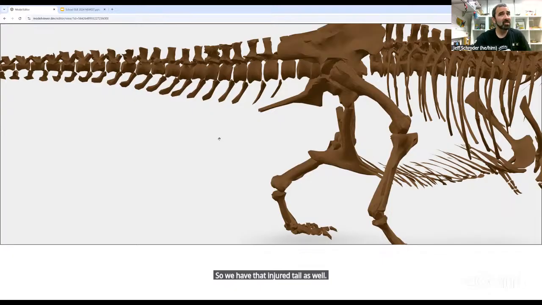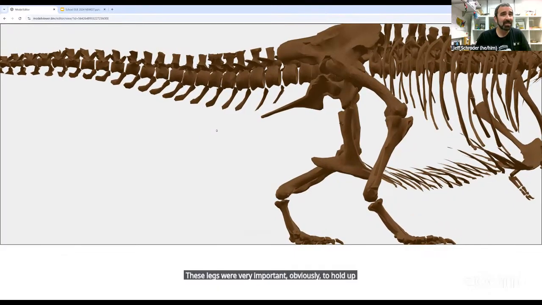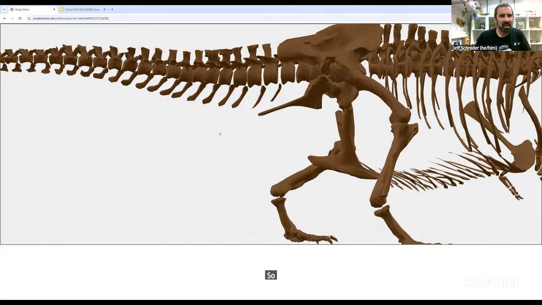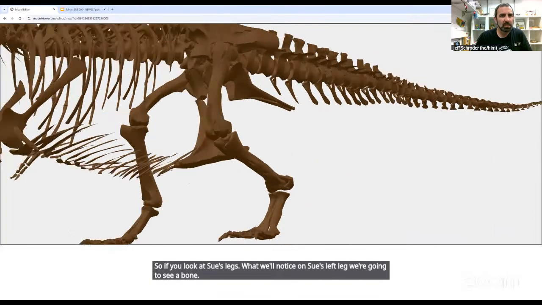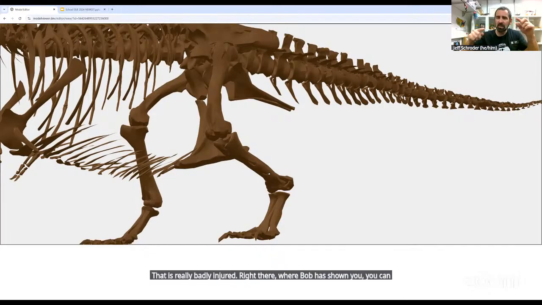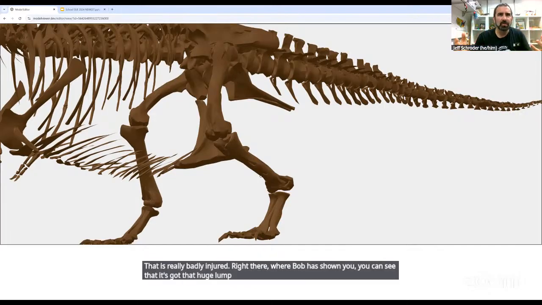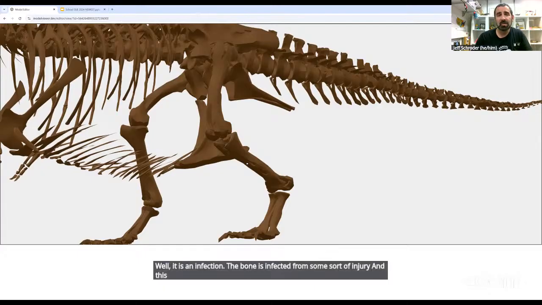And what about Sue's legs? These legs were very important. Obviously, to hold up a 9-ton animal, you've got to have strong legs. So if you look at Sue's legs, what we'll notice on Sue's left leg, we're going to see a bone that is really badly injured. And right there, where Bob is showing you, you can see that it's got that huge lump, like on half of the bone. What is that? Well, it is an infection. The bone is infected from some sort of injury, and this probably made it very hard for Sue to walk. Now, what injured the leg?